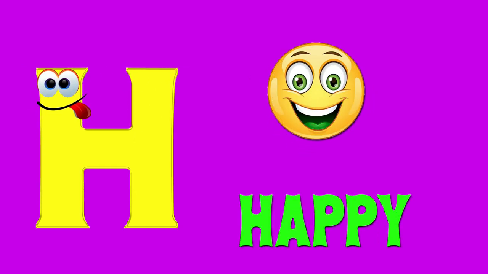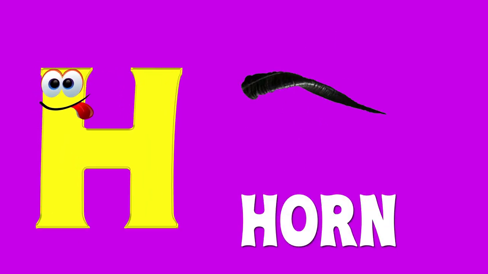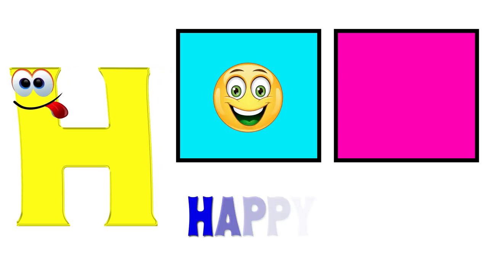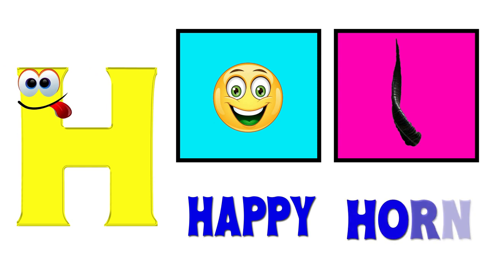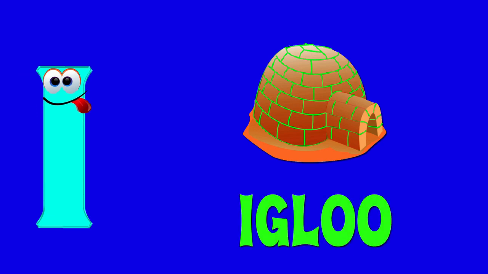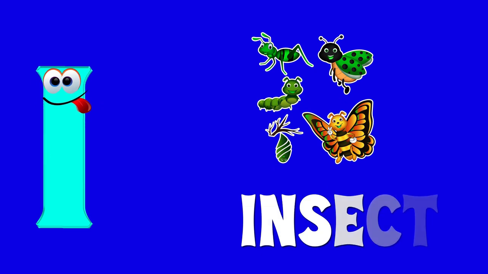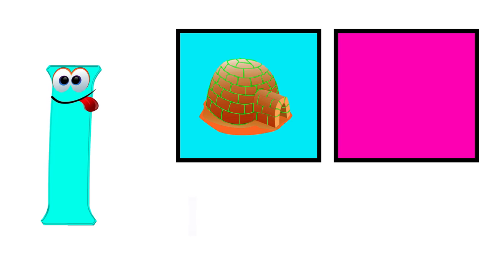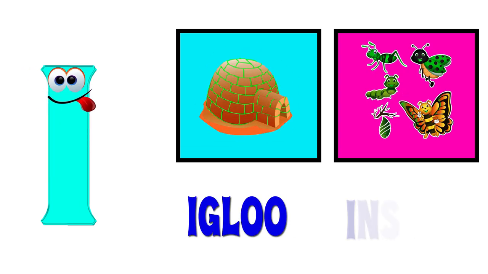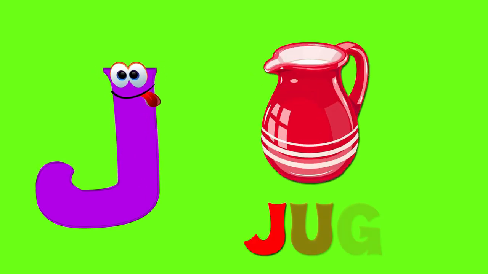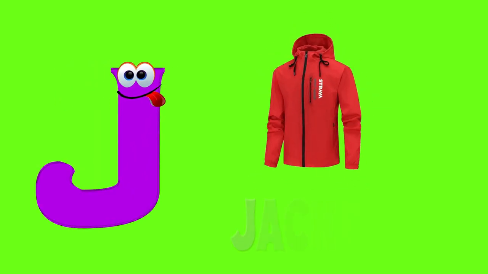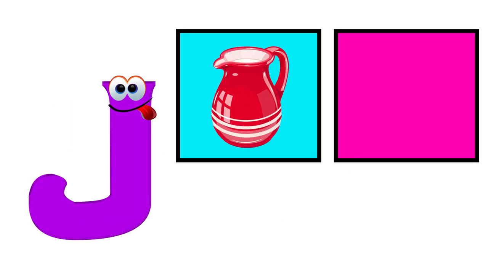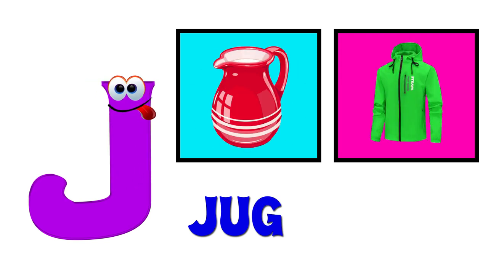H. H for happy. H for horn. Happy. And horn. I. I for igloo. I for insect. Igloo. And insect. J. J for jug. J for jacket. J for jug. And jacket.